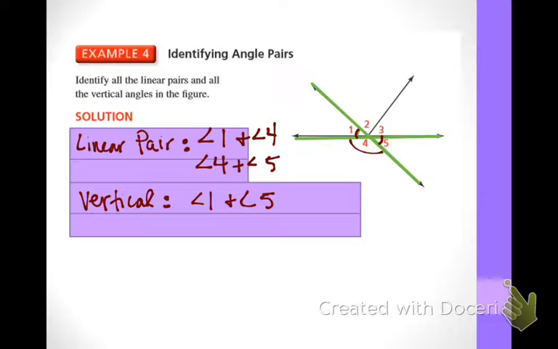If I look at angle 4, is there one angle directly across from angle 4? No. Okay, there are 2 of them. So it's not a vertical angle. The only ones that we can name are 1 and 5.